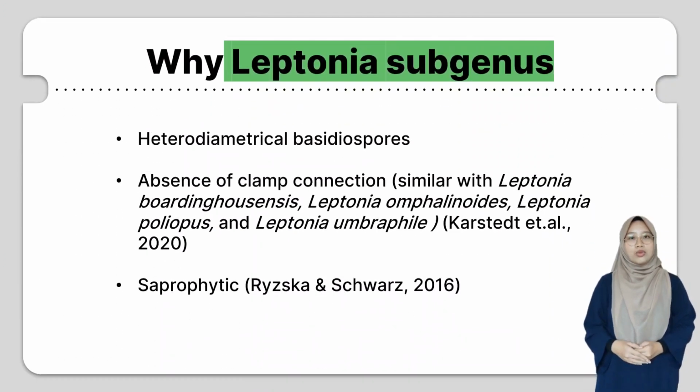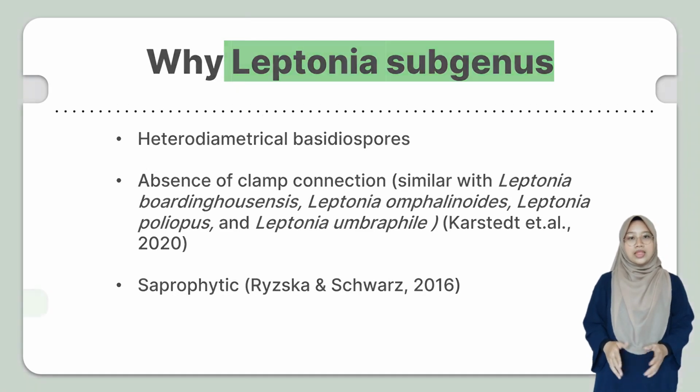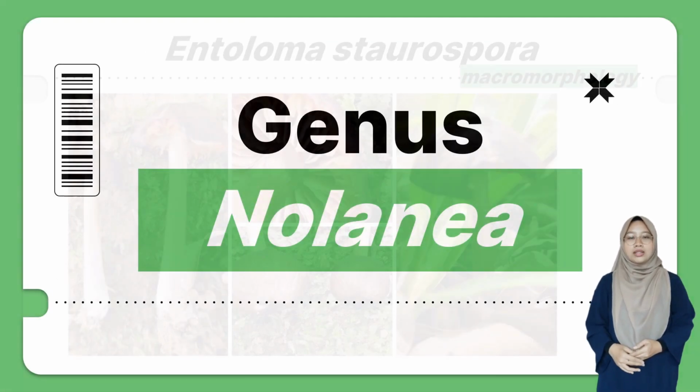Species 1 is suspected to be of the Leptonia subgenus for its heterodiametrical basidiospores and absence of clamp connection, similar to research by Karstedt et al. in 2022, and saprophyte. This Entoloma was suspected to be Entoloma staurospora.